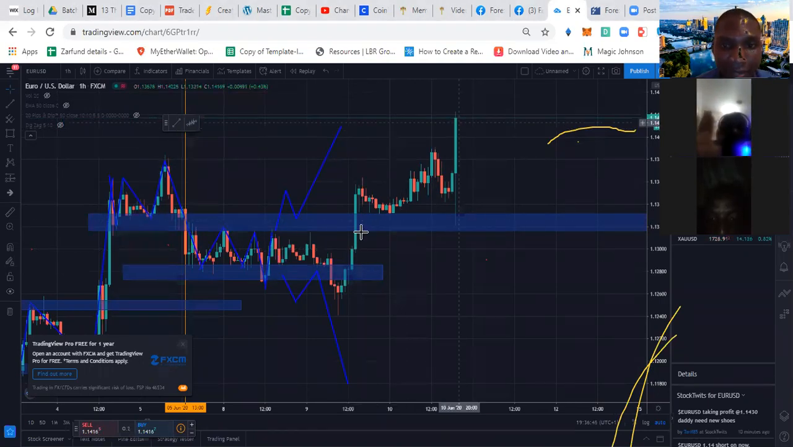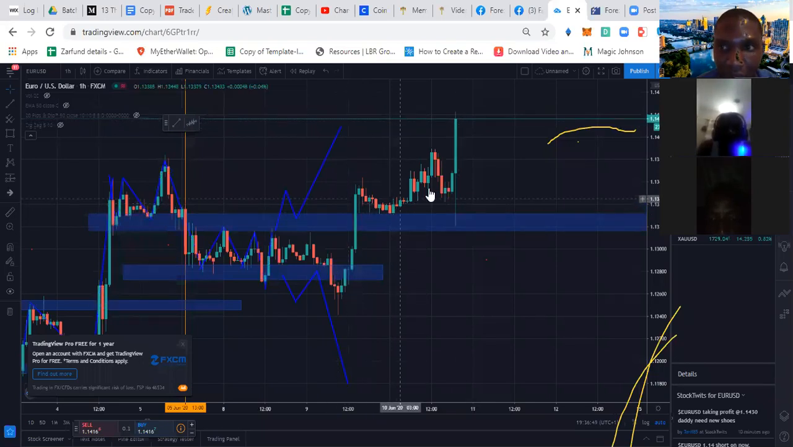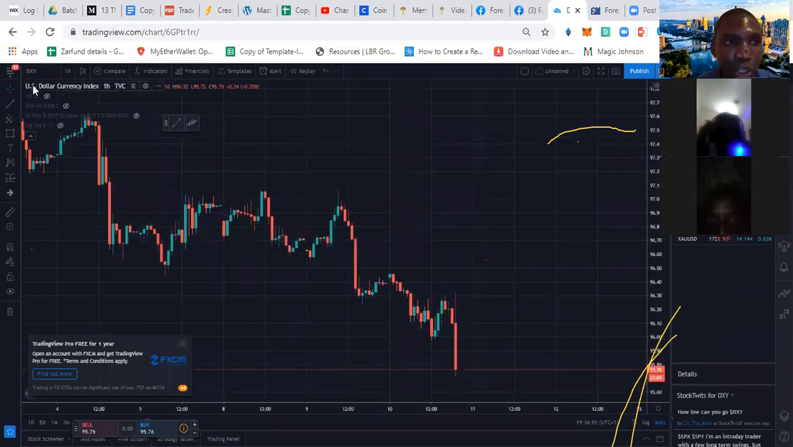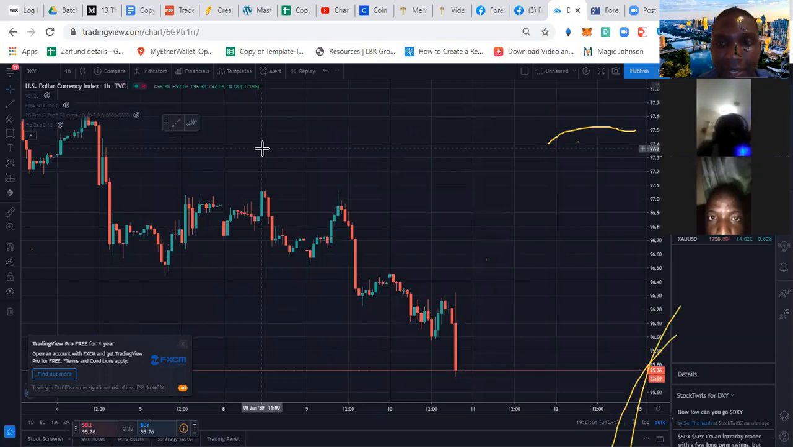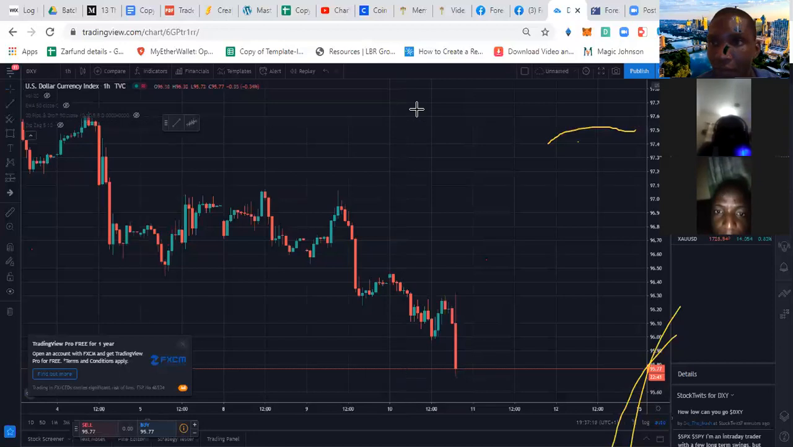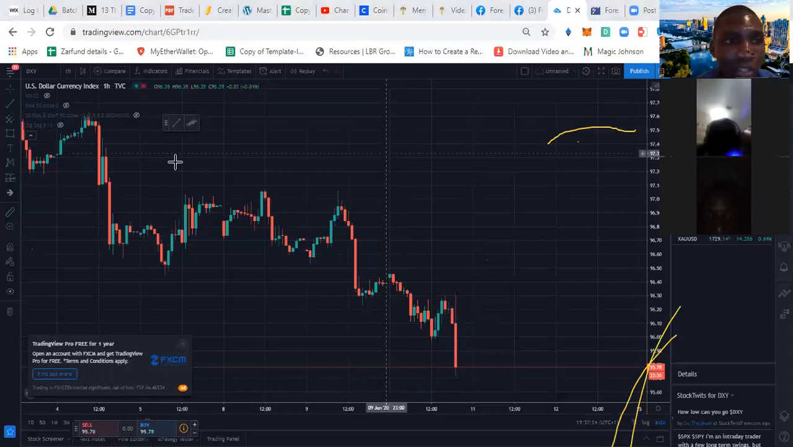Now before we came here just now, we were here. This is called the US dollar currency index, popularly referred to as the DXY. The DXY is called the US dollar index. So what is it? The US dollar index measures the pulse of the US dollar.